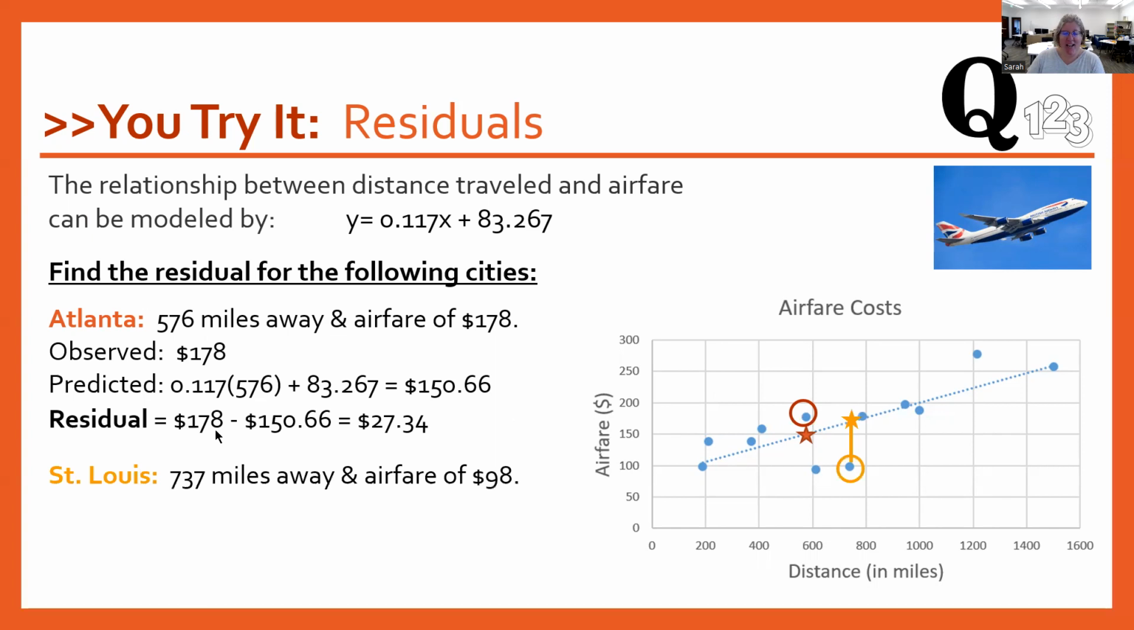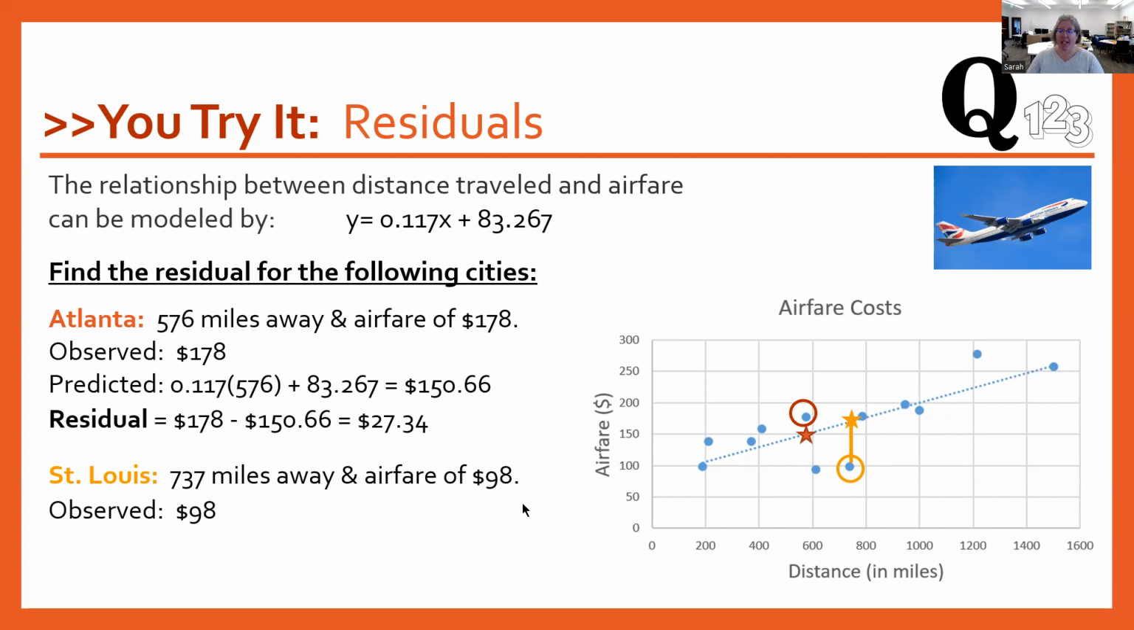All right, the next one is St. Louis, so 737 miles and an airfare of $98, and that is indicated with another circle and star on the graph. This one I would love for you to go ahead and pause the video now that you've seen this done once and give this one a try. All right, so our observed value is the price where this dot is at, so that's the $98.